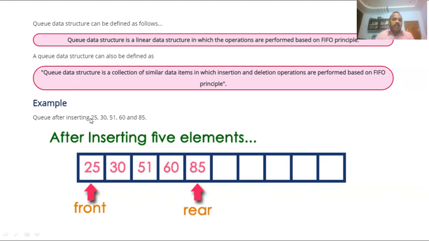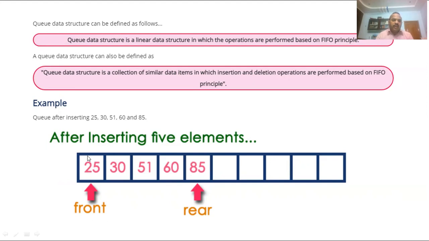So for example, a queue after inserting 25, 30, 51, 60 and 85. Which is the first element? 25 element is inserted into queue of 0 location. Clear? Next element is 30, inserted into queue of 1 location. Then 51 into queue of 2 location. 60 into queue of 3rd location. And 85 into queue of 4th location.